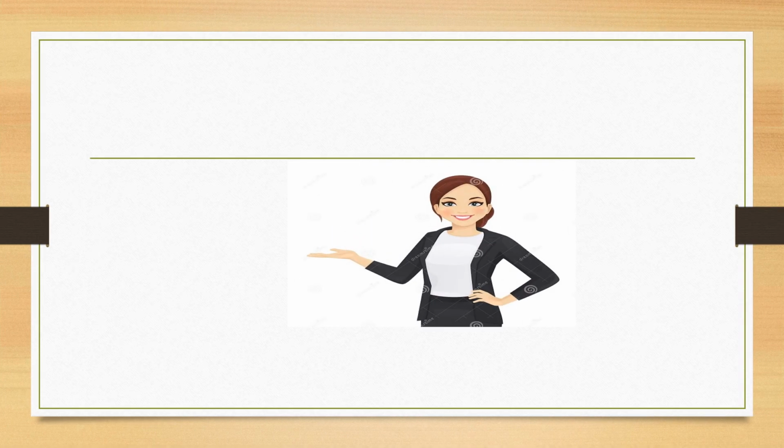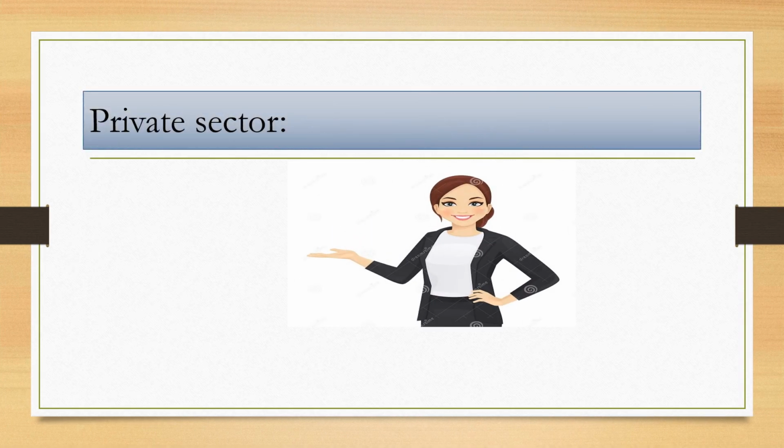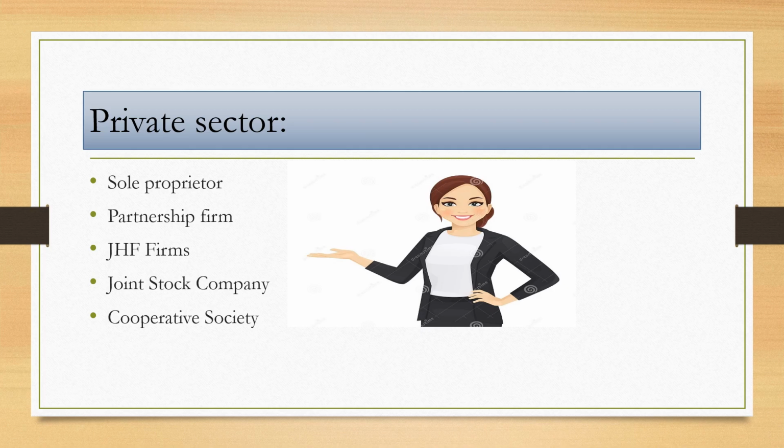Now, we are going to discuss about private sector. Now let's see what are the forms under this private sector. First one is sole proprietor. Second one is partnership firm. Third one is joint Hindu family firm. Next, joint stock company and cooperative societies.